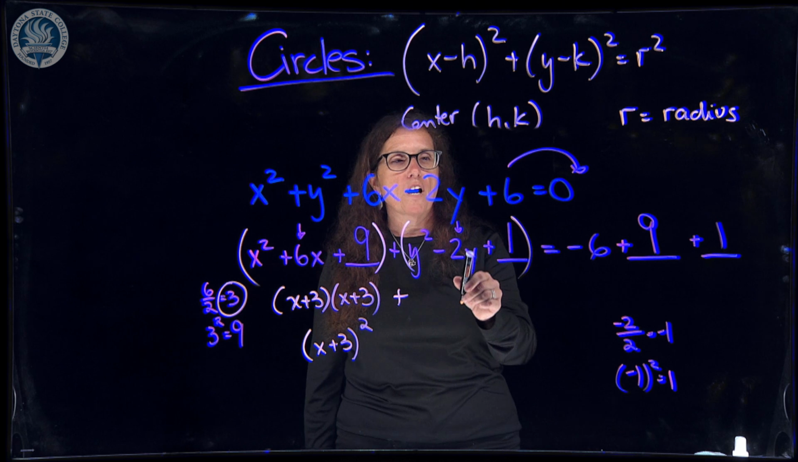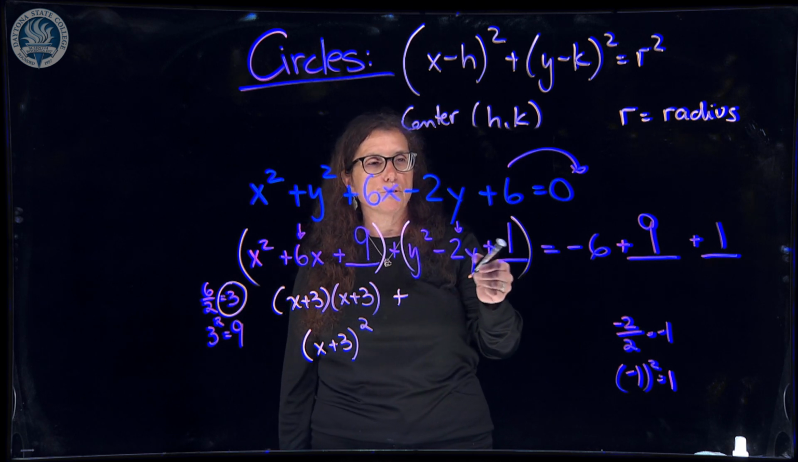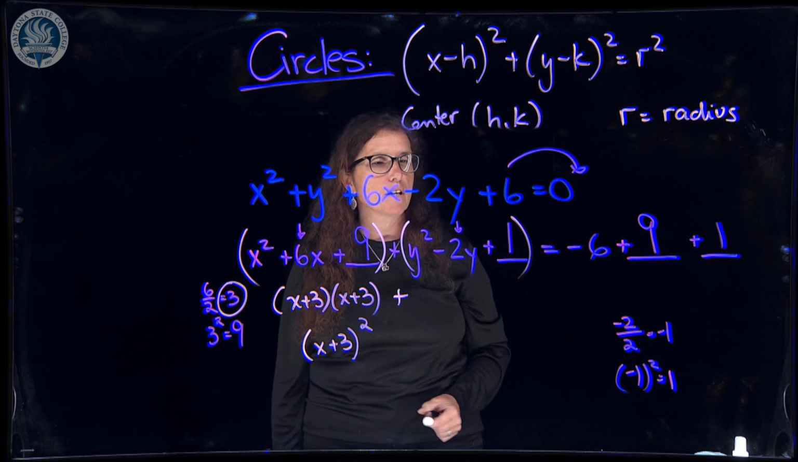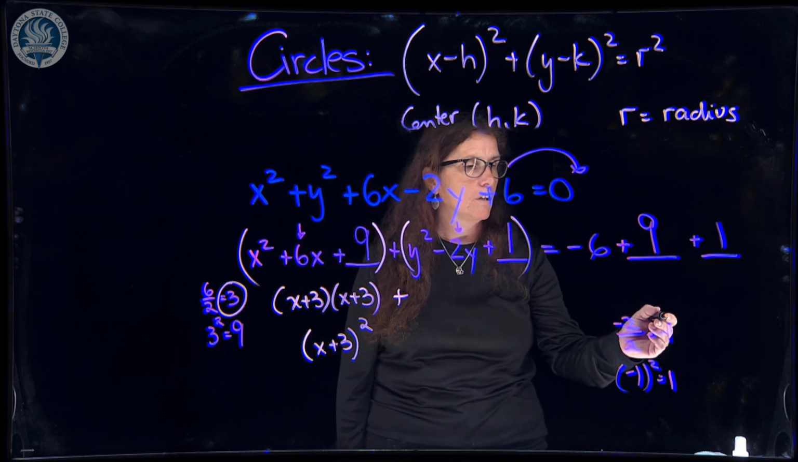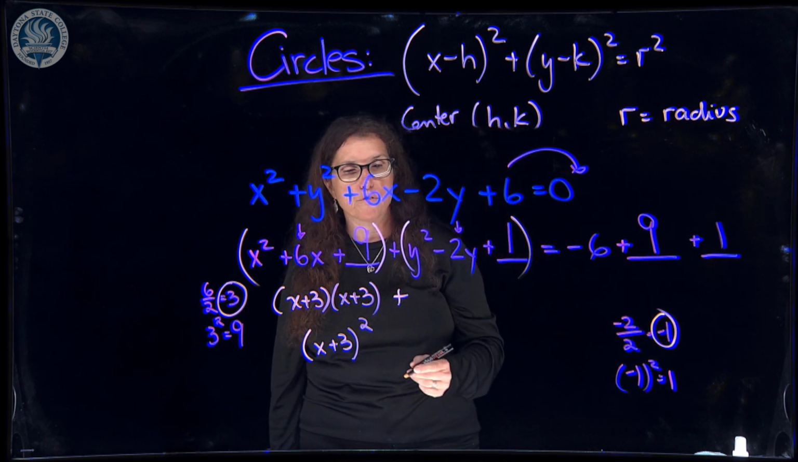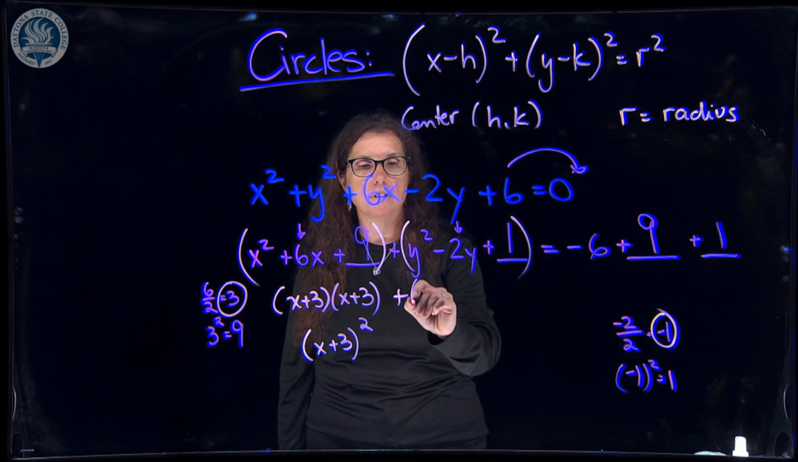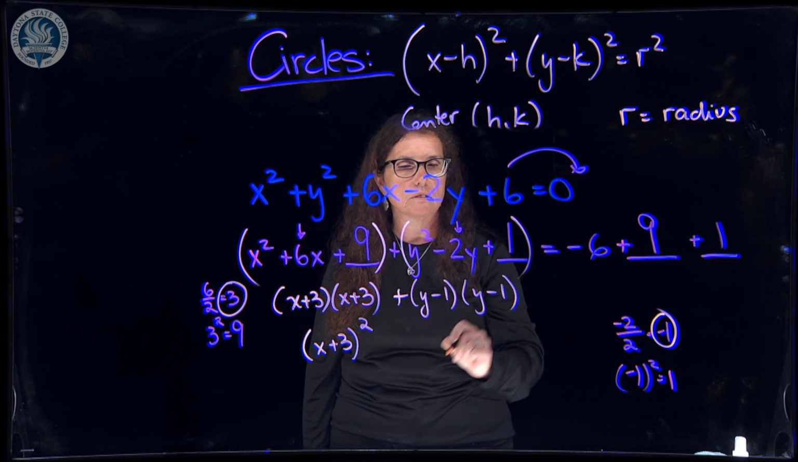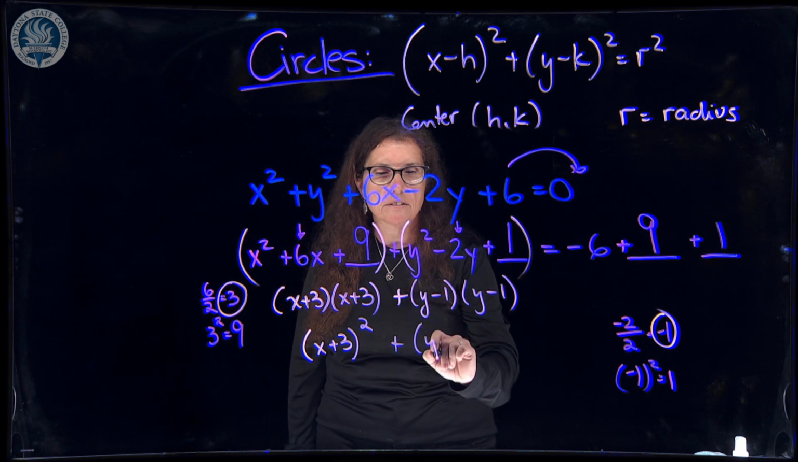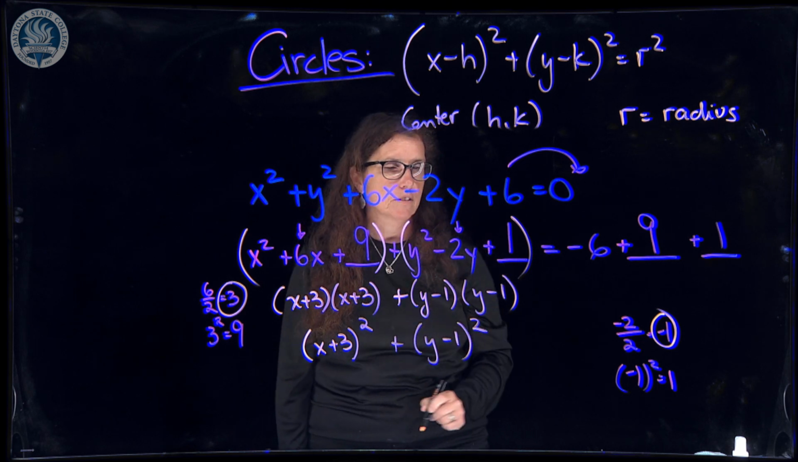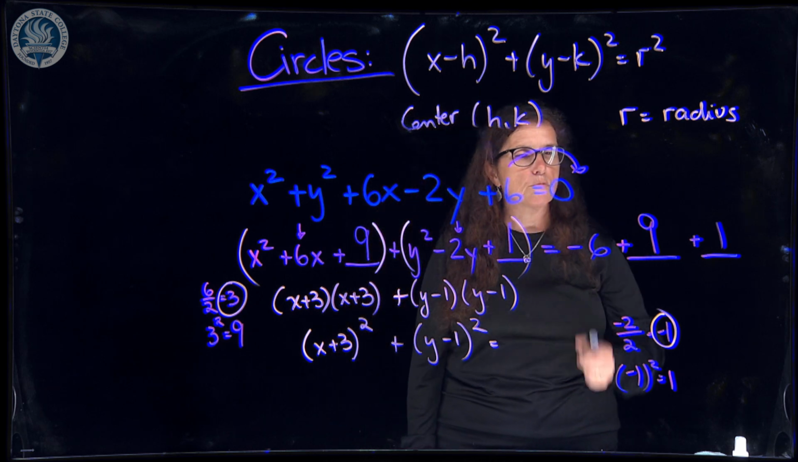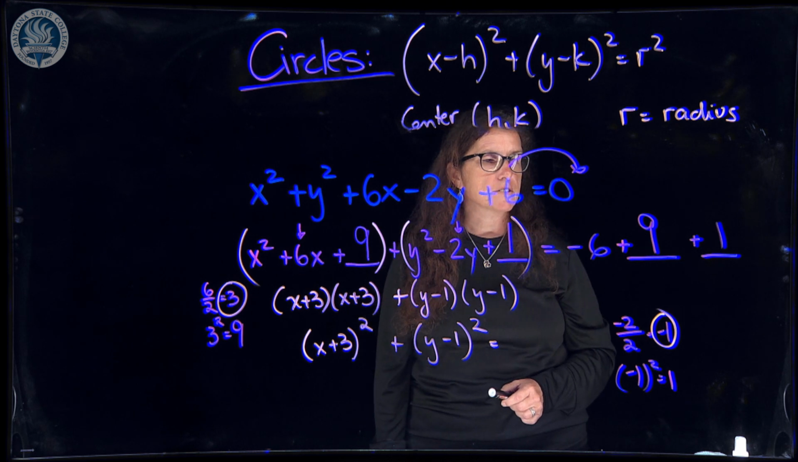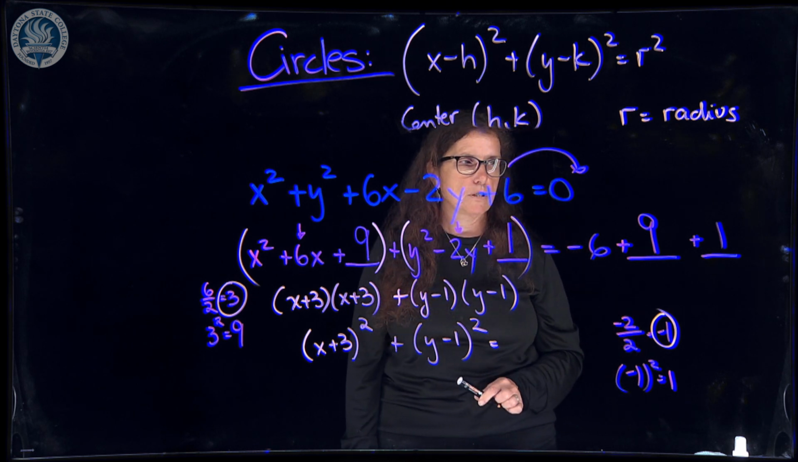Plus, we factor now the y term trinomial. Which two numbers multiply to 1 but at the same time add to negative 2? Well, that's the number we found when we divided by 2. So that would factor into y minus 1 times y minus 1. And we write it as y minus 1 squared equals the last step. We have to now do the arithmetic. Negative 6 plus 9 is 3 plus 1 is 4.